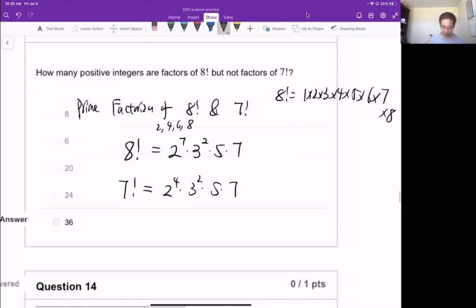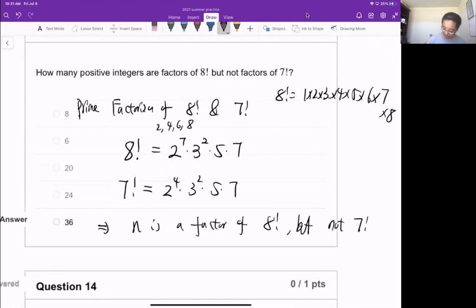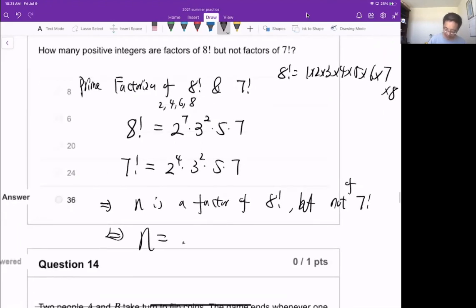Now, if we compare the two, if n is a factor of 8 factorial but not a factor of 7 factorial, it means n can be written as 2 to some power. The power has to be greater than 4 because we don't want n to be a factor of 7 factorial. So it's either 5, 6, or 7. And 3 can be either 0, 1, or 2. 5 will be either 0 or 1, and 7 also 0 or 1.